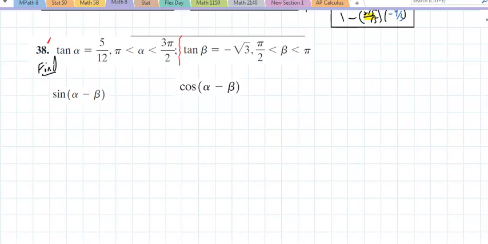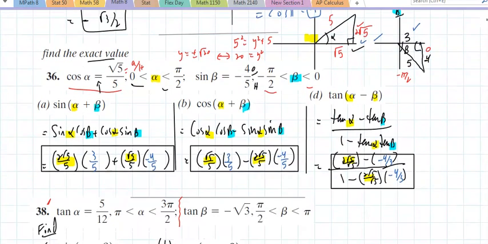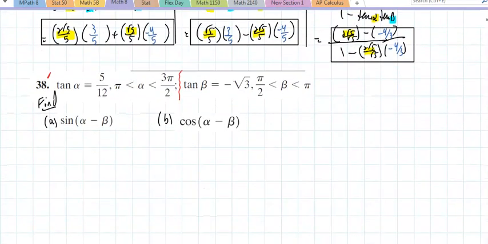I took number 38 and I altered it slightly. I took half of two problems, but that's okay, just to practice, make sure that we saw all combinations. And I'd like to find the sine of the difference and the cosine of this difference. Kind of alternating what we did last time, to make sure that we touch on everything.